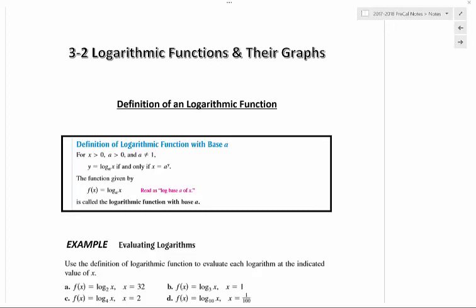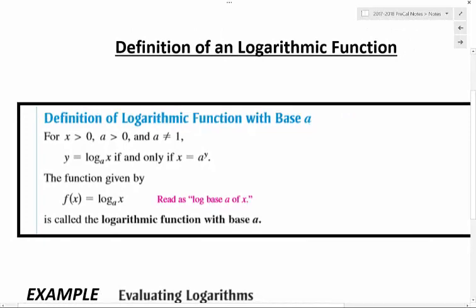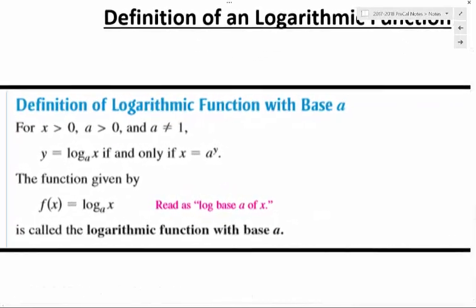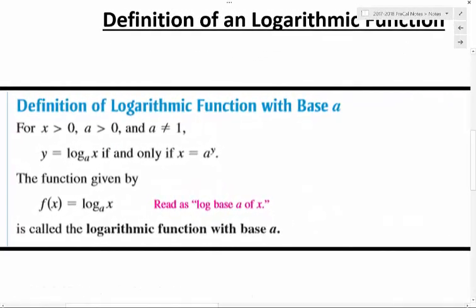The definition of a logarithmic function: when x is greater than 0 and a is greater than 0 and a does not equal 1, y will equal the log of a to the x if and only if x equals a to the y power. The function is given by f of x equals log base a of x. It is called the logarithmic function with base a.